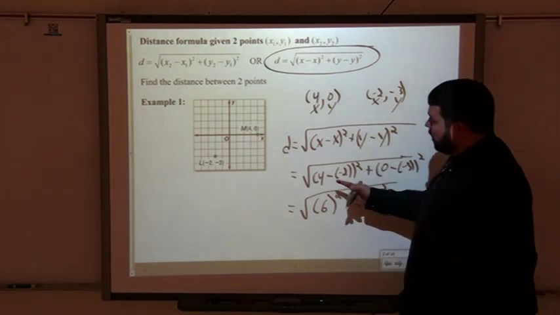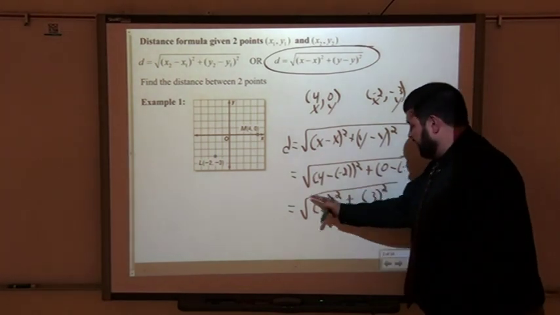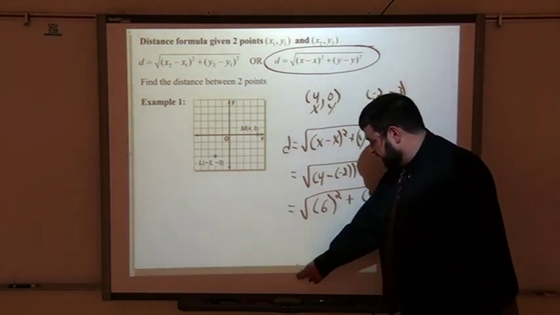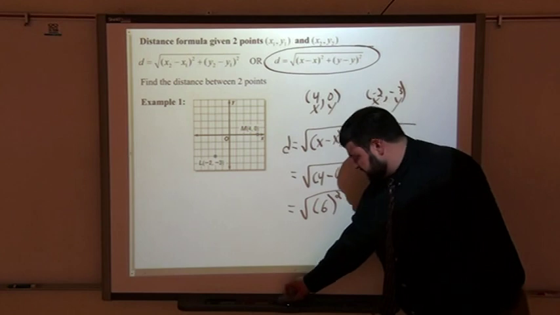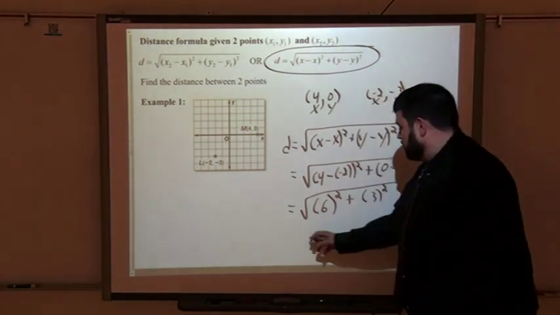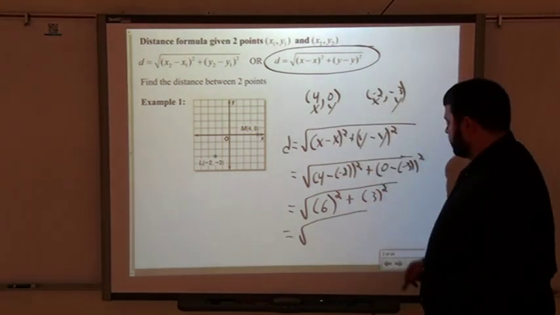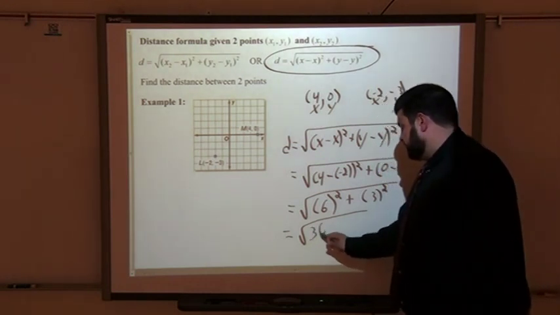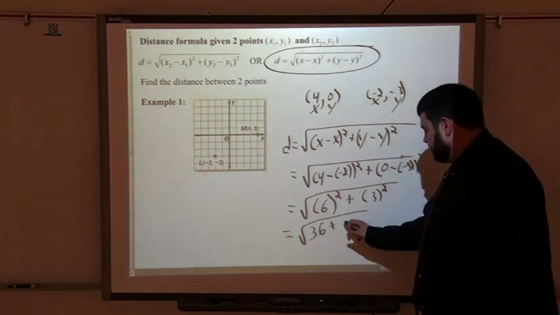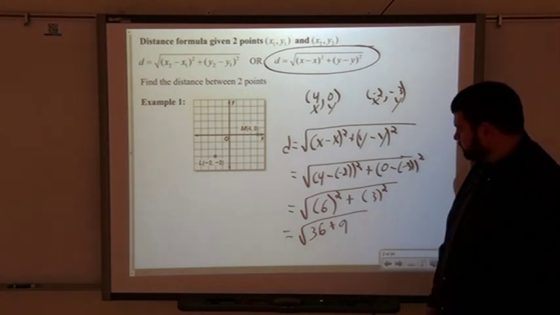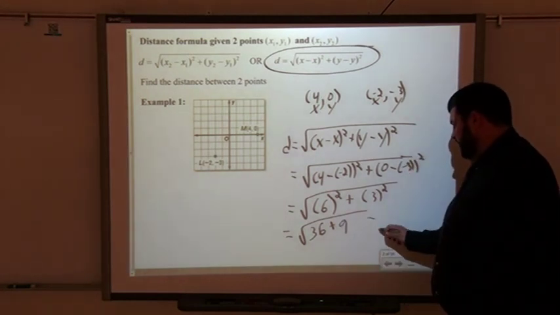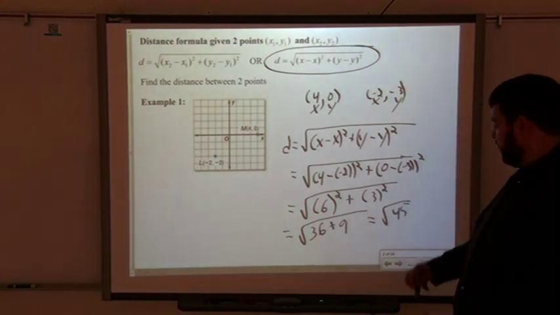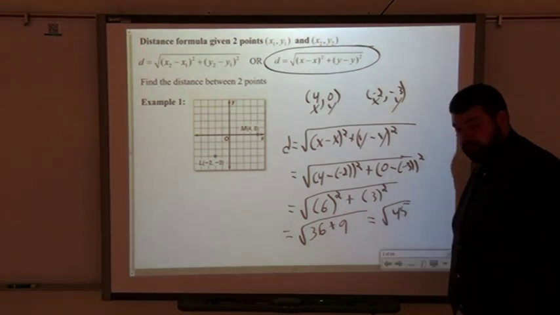Okay? And now notice, every single step, I've brought down that big square root. Because some of us forget to bring that down and like to drop that off, and it changes the value of your answer. So I need to square both of those numbers. So 6 squared is the same as 6 times 6, which is 36. And 3 squared is 3 times 3, which is 9. Well, 36 plus 9 gives me 45. So I have the square root of 45.